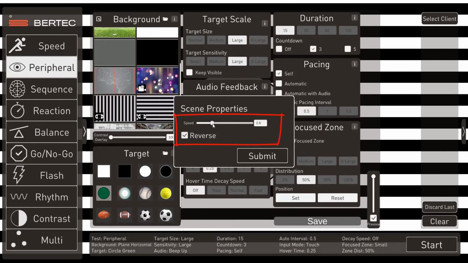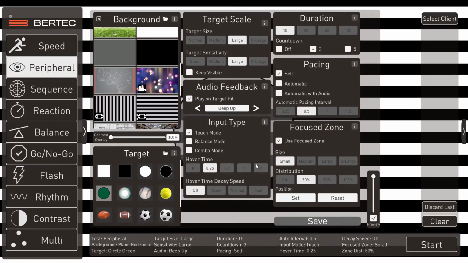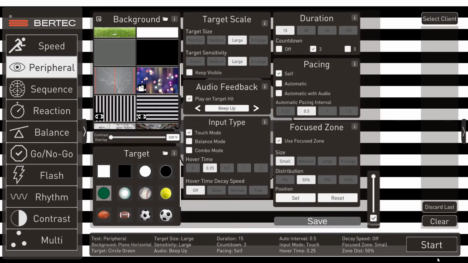And once again, we can reverse the direction. Here we're at a speed of 3.5, which is just about the maximum that you would use in rehab. The exception to that, of course, is if you're working with sports vision, and particularly with athletes with fast-moving sports or even motorsports.